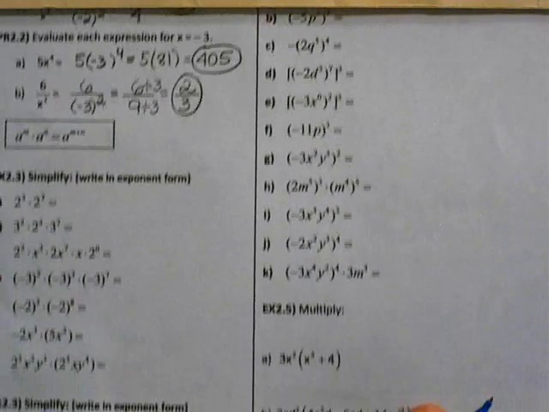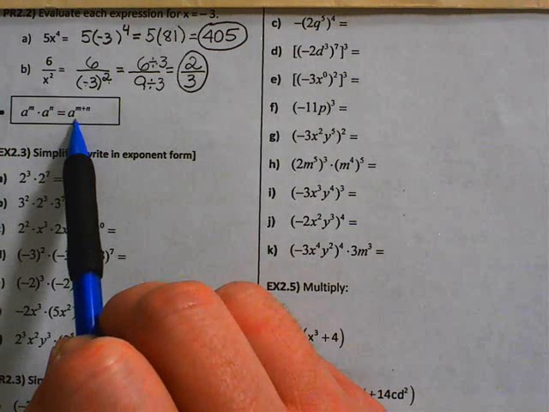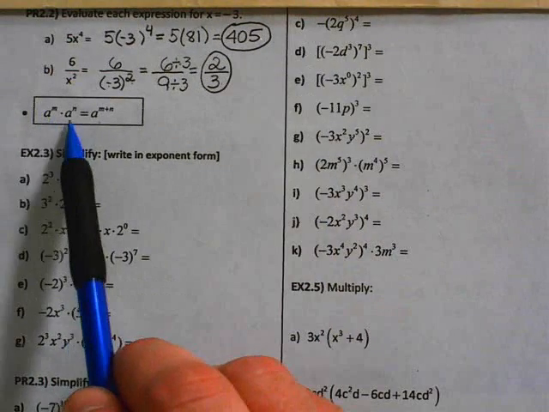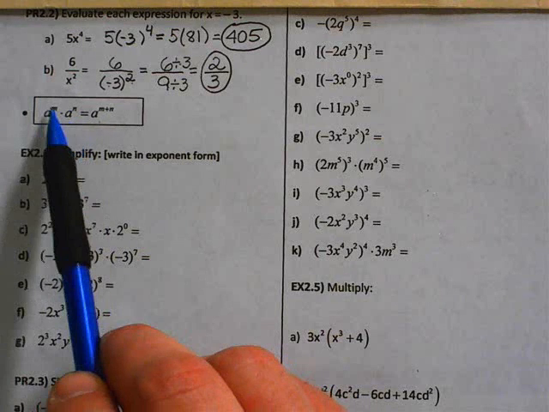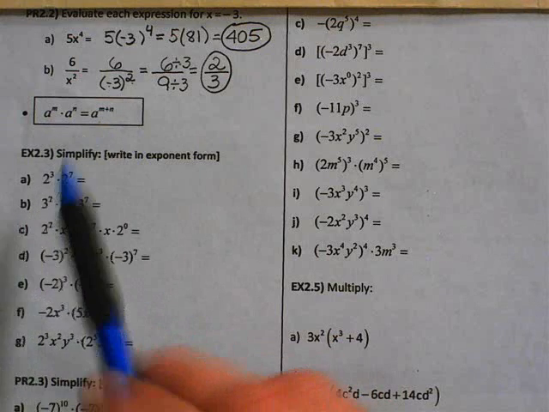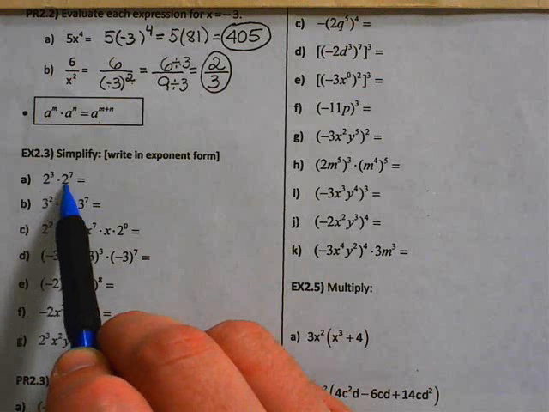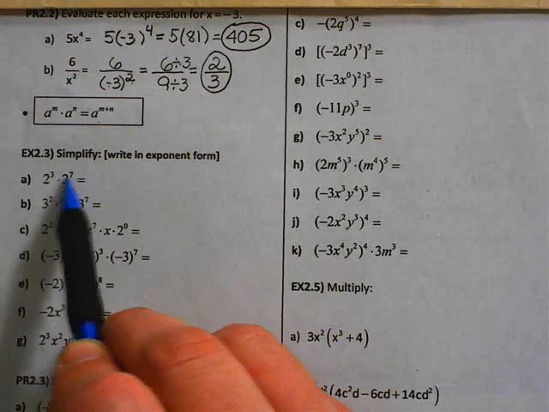Next example is going to be 2.3. And it says to simplify and write in exponent form. But before we do the example, I need to tell you about this property. The property is, if I multiply two numbers of the same base, that means I can add the exponents. So let's take a look over here. Here I have two numbers that I'm multiplying, and do they have the same base? Base is the big number, and yes, they have the same base. So what can I do with the exponents? I can add them.